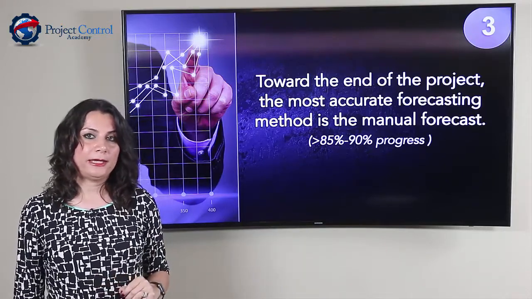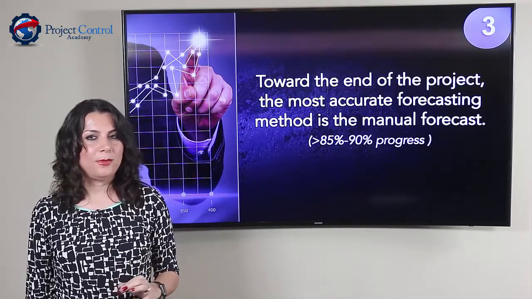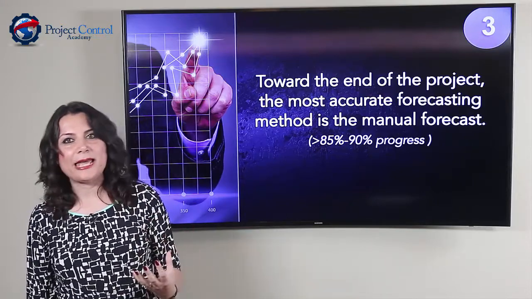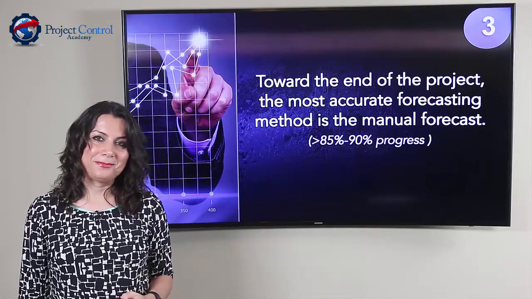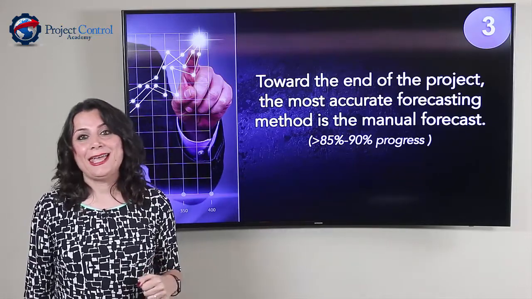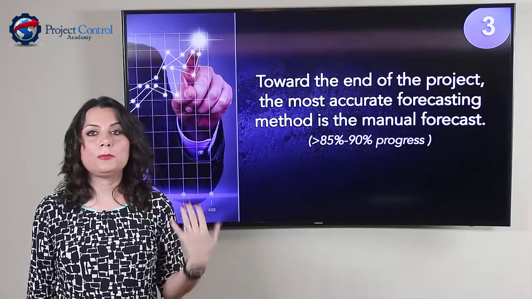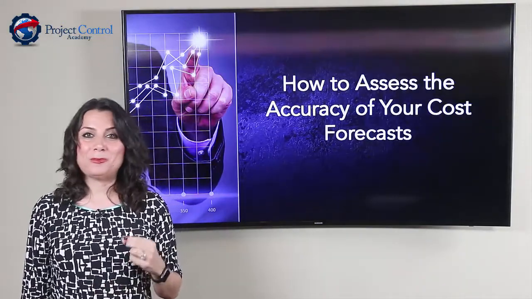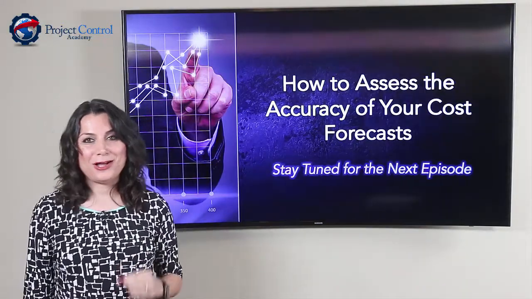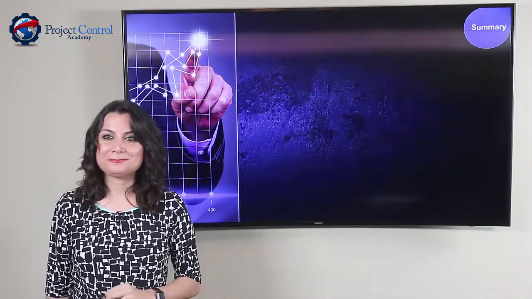Now you might question, okay, that's fine, I will validate my forecast with the control account managers, but is there any metric or any means that I can also assess the accuracy of my forecast? The good news is, yes, there is. In fact, there is a metric in earned value management called TCPI, or To Complete Performance Index, that can help you assess the accuracy of your forecast. And I'm going to cover that in more detail in the next episode of Project Control Mastery. So if you're interested, make sure that you check that out.